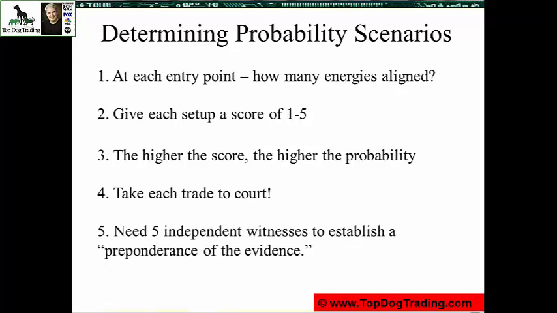But here's the key. These particular 5 energies were strategically chosen because they are independent and uncorrelated to each other. That's why these 5 energies, as I said in passing earlier, you can use more than these 5 energies of money flow. There's other ones. But these 5 are special because they are very uncorrelated to each other. And that's what makes it significant when they're all bullish or bearish. That gives you a preponderance of the evidence and gives you a probability scenario.